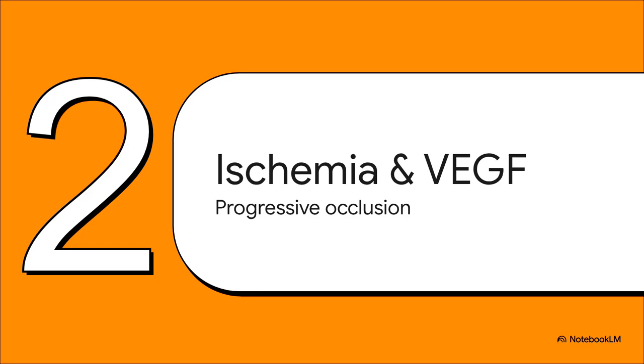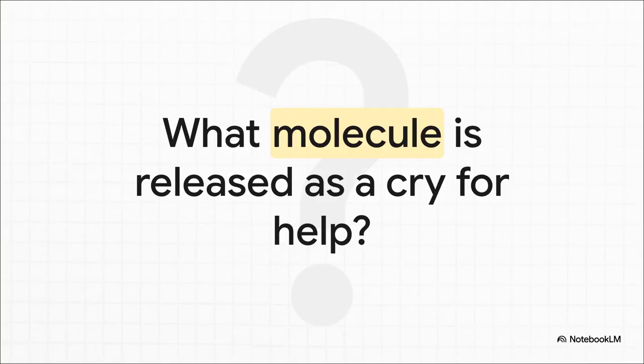Moving on to Section 2, Ischemia and the VEGF cascade. Let's look at progressive occlusion. Now that the vessel wall is compromised, the basement membrane starts to thicken, which visibly narrows the vessel lumen. This progressive occlusion leads us directly into our next biological stage, ischemia.